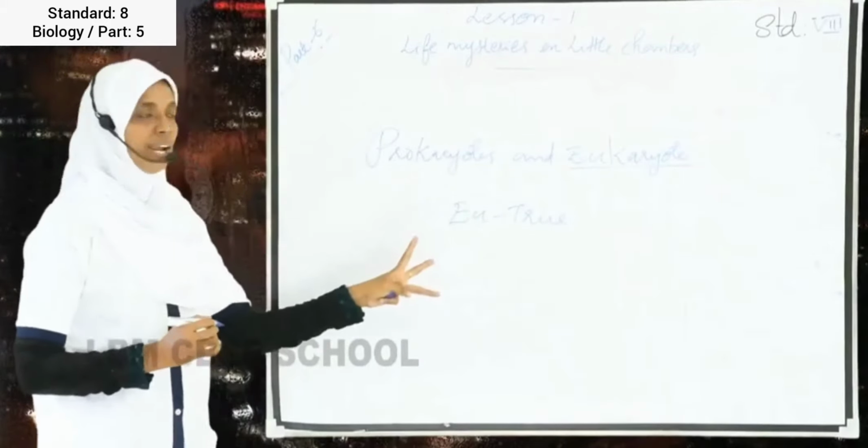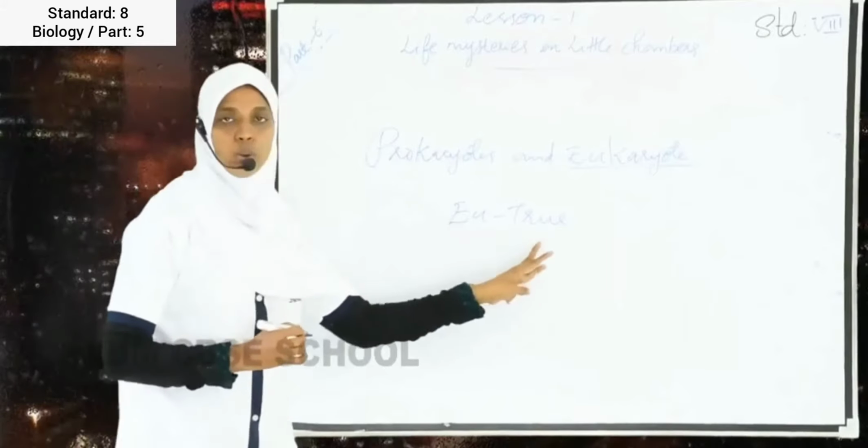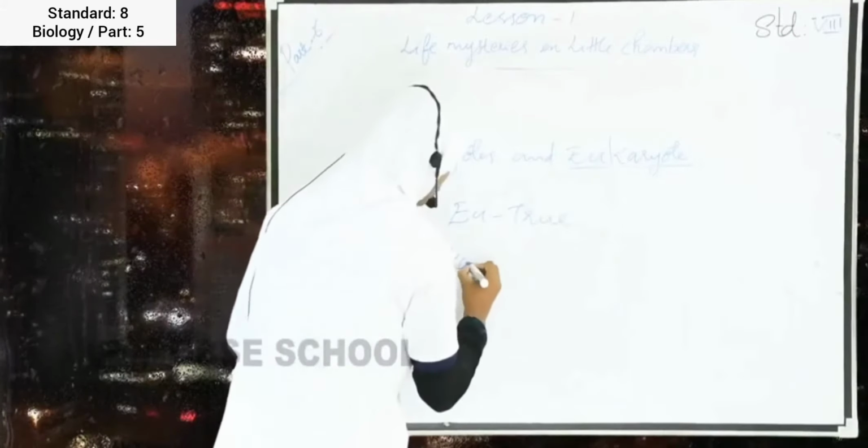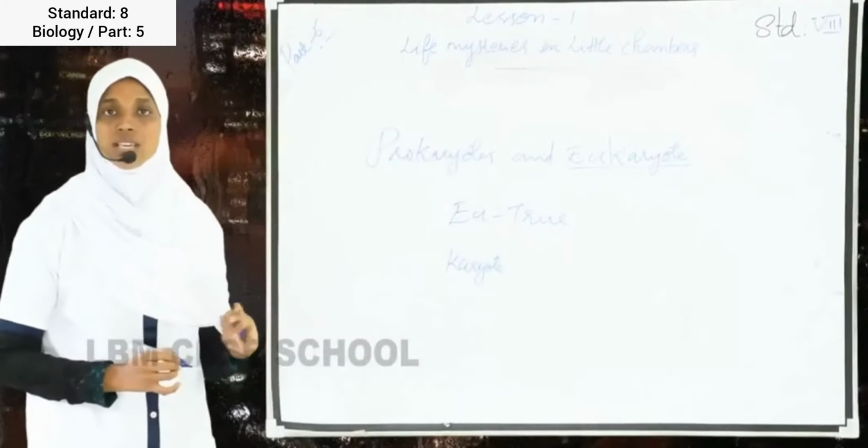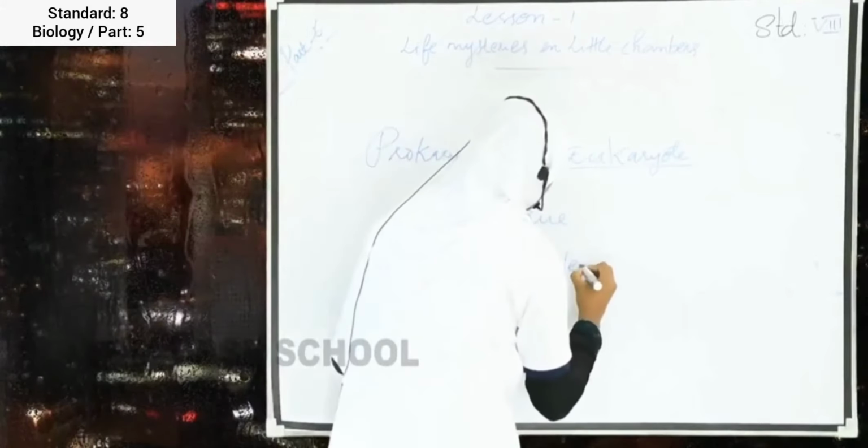That is the simple way to learn it. U means true and karyote means what? It's a biological term. What is the meaning of karyote in biology? Karyote means nucleus.